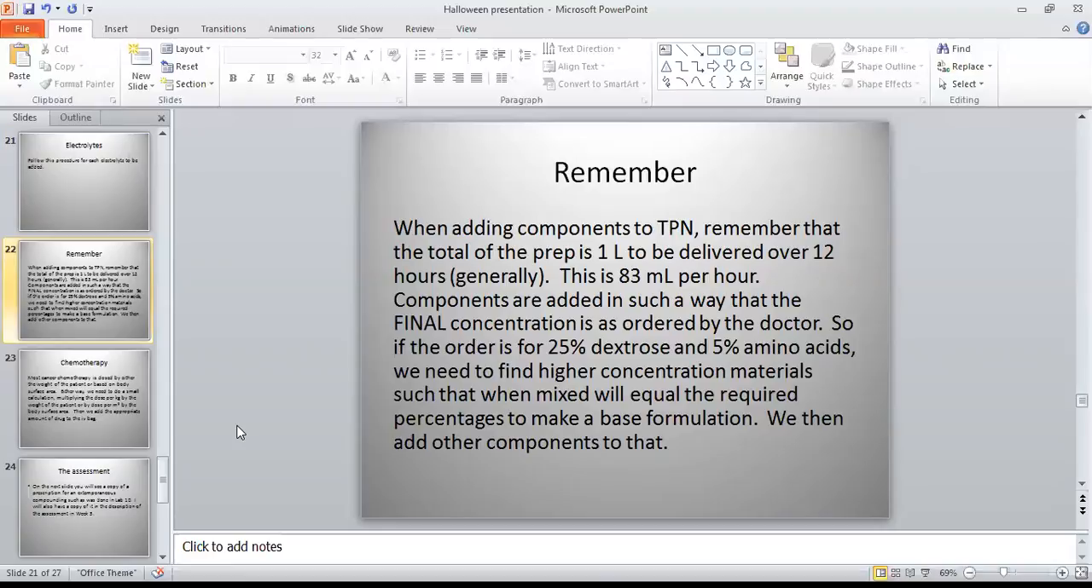So if the order is for 25% dextrose and 5% amino acids, we can't mix those two solutions. We can get 25% dextrose and we can get 5% amino acids, but if we mix them, we're going to be diluting them. So we have to use higher concentrations and put the right amount in to make that work. If we mixed equal amounts of 50% dextrose and 10% amino acids, the concentration of each would be half of what they started with. So that's how we would come up with that base.